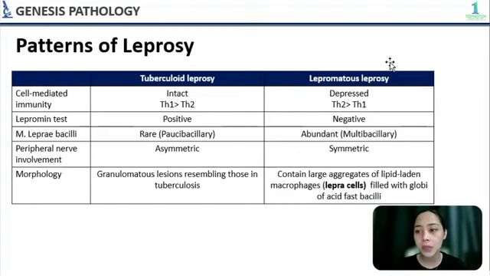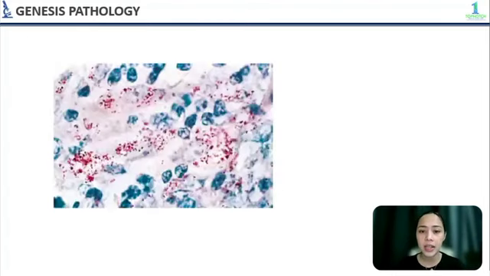In lepromatous leprosy, on the other hand, depressed yung cell-mediated immunity ng individual. So, hindi siya kayang mag-mount ng delayed hypersensitivity, nagiging negative yung lepromin test. Marami kang bacilli na makikita dito. That's why in terms of morphology, makakakita ka ng lipid-laden macrophages known as leprous cells, which is filled with acid-fast bacilli, like this one. Ito yung mga acid-fast bacilli.